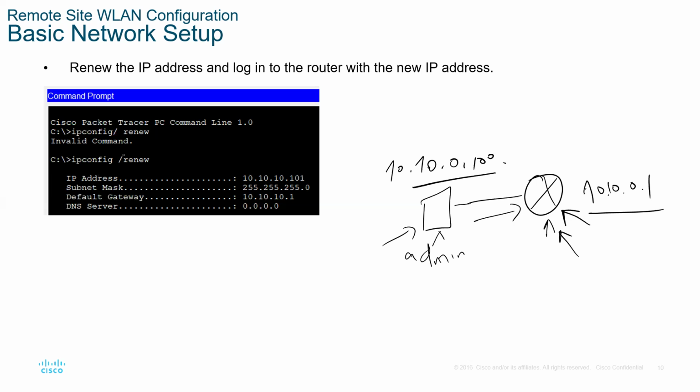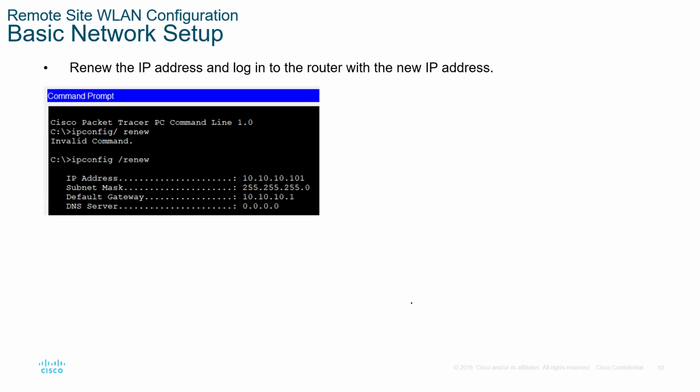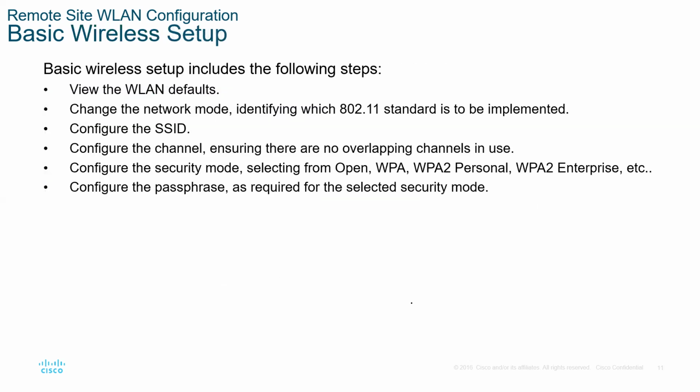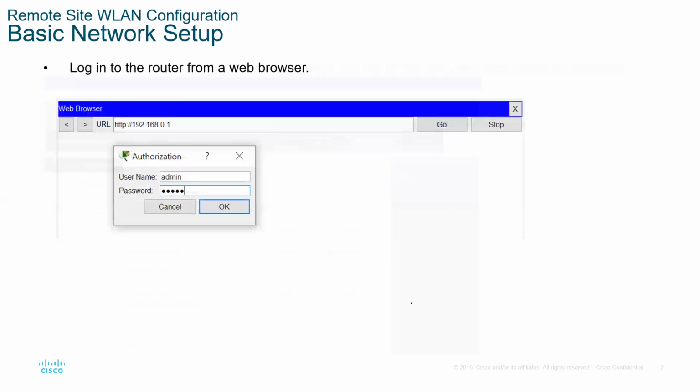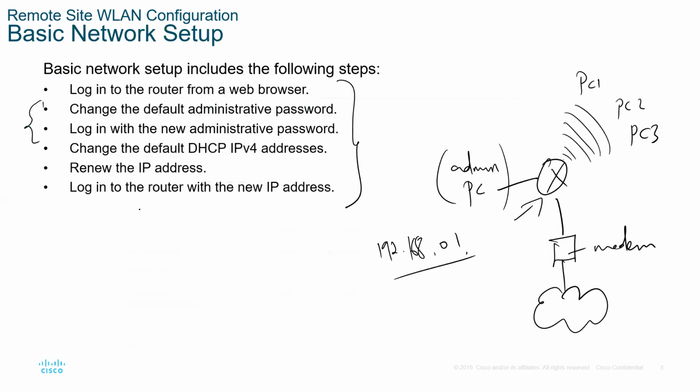So renewing, using ipconfig /renew, you renew the IP address on your admin or on all the wireless clients for that matter, so that they get addresses from this pool, 10.10.10, I think it's 10.10.10.0. After you renew, log in again. I think that was the last step. Renew the IP address, log in to the router with the new IP address.